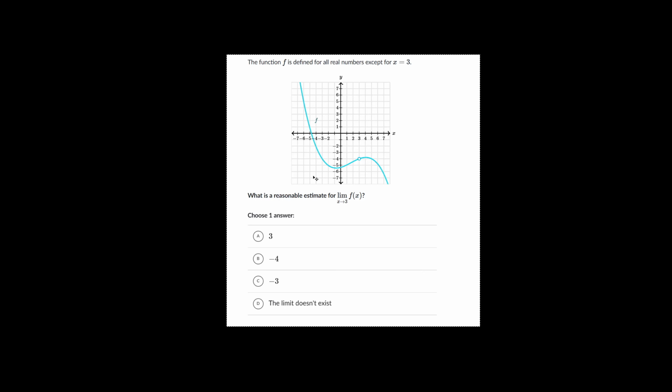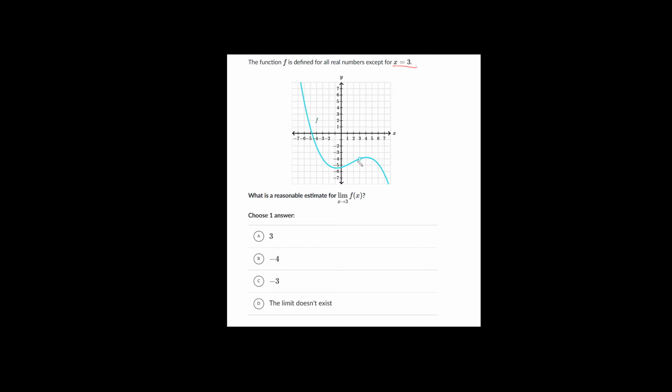Okay, another example. This is what we talked about. So function f is defined for all real numbers except x equals 3. What is a reasonable limit as x approaches 3 of f of x? It's not defined there, but does that mean it's not approaching a value there? No, it is approaching a value there, so we can still find the limit.